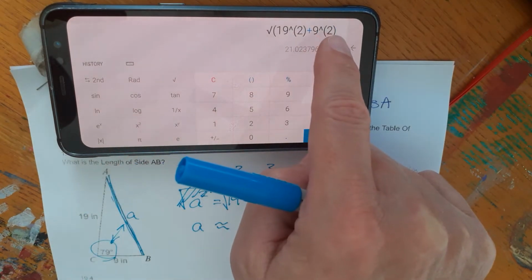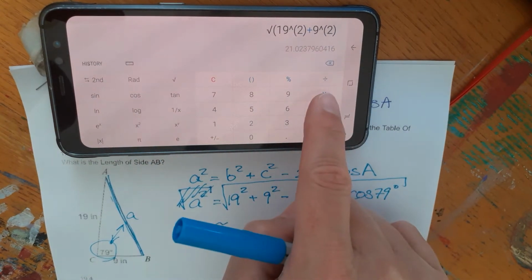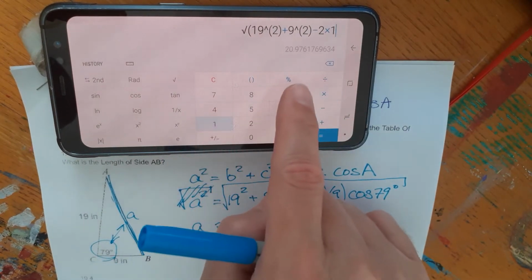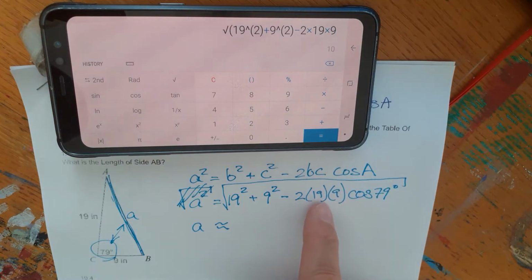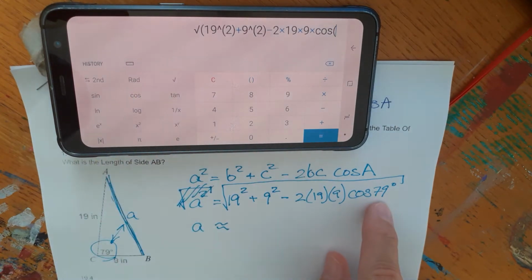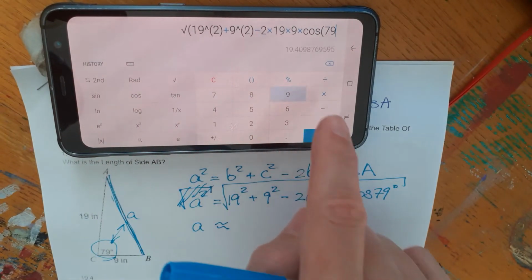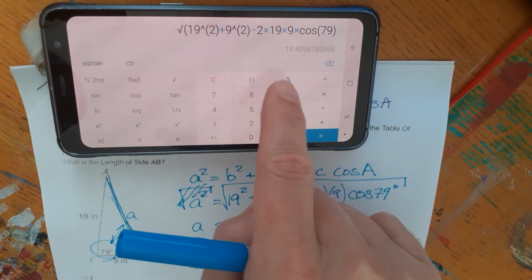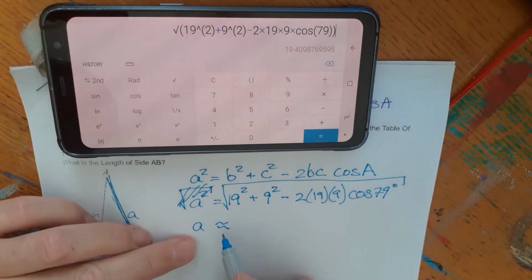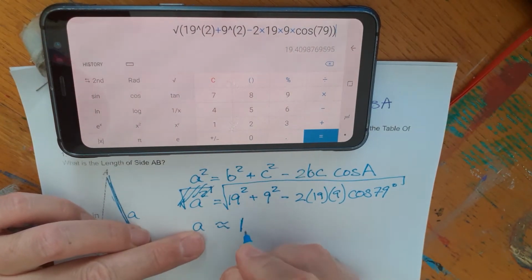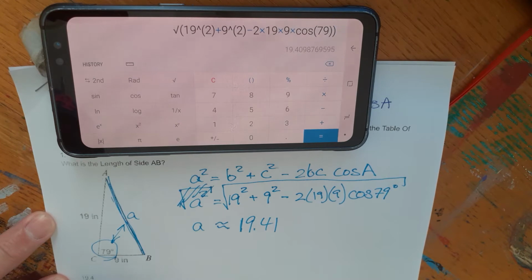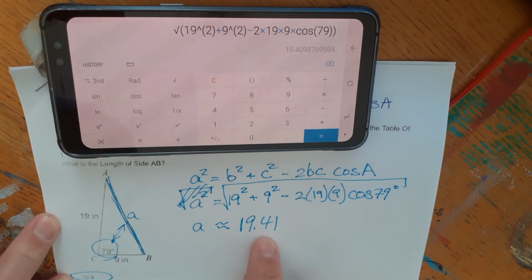Notice it goes to the caret 2 on both those. So 19 and 9. Then we say minus. There's a 2 in the definition, times 19, times 9. Those are the two sides repeating, so we already have them. We know they're the two right here. And we say times cosine of the angle, which is 79 degrees. And we're going to close that off with a parenthesis and close another parenthesis to say that's all under the square root symbol. What do we get? We get A is approximately equal to 19.41, and they do give us a multiple choice here of 19.4, so that's the answer on this one.